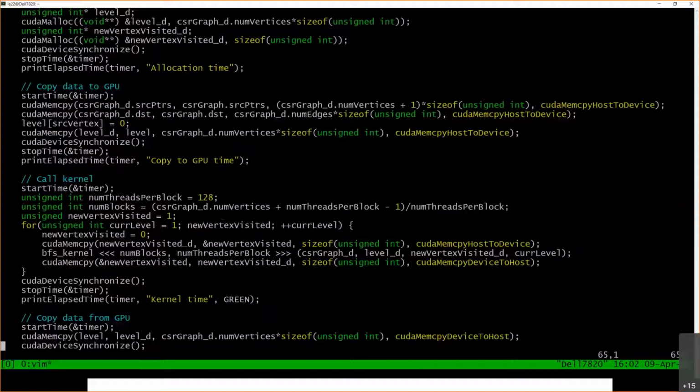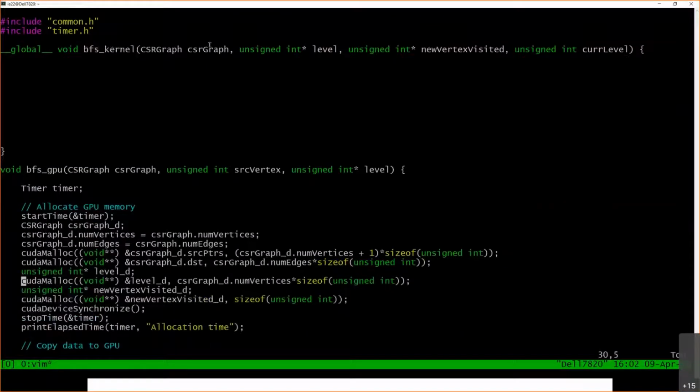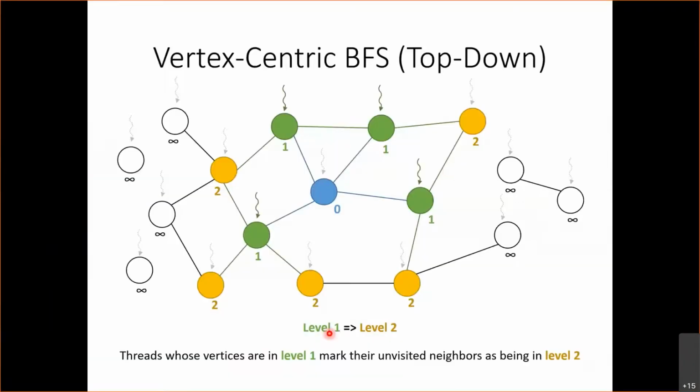Okay, so up here in my BFS kernel, I'm going to take a CSR representation of the graph. The reason I need a CSR representation of the graph is because I'm using a vertex-centric parallelization. I'm going to have the level of each vertex. This is the label that tells me whether the vertex is visited or not and what its level is. I'm going to have this flag that I need to set if I visit a vertex, so that I know when I should stop iterating. And I'm also going to have the current level that I'm processing. In this case, the current level is going to be level 2, meaning I'm finding out all the vertices that are in level 2.